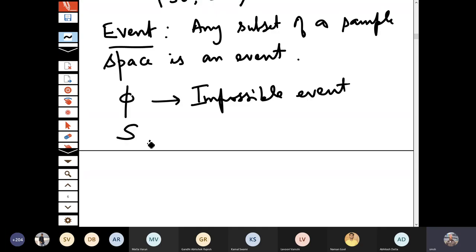And of course, you can have the full omega. Omega is also a subset of omega, so that is called a sure event. If I toss a coin and say either head or tail will come, then it is a sure event.